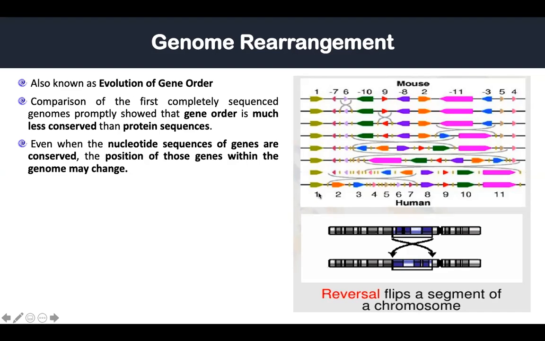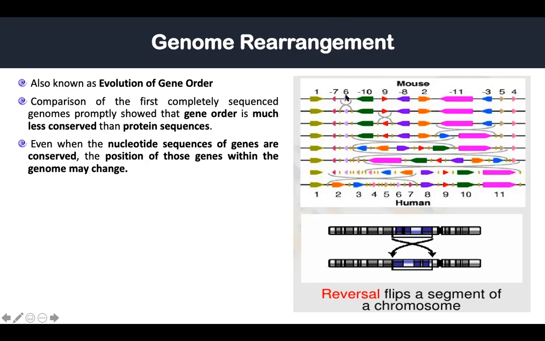So you can see gene 1, 2, 3, and all the way to gene 11. And if you see the order of the same genes in a mouse, the order is actually flipped and rearranged. The first gene is in the same order. The second gene, which was supposed to be number 2, is changed, and you see gene number 7 is in the second position. And it is -7 because it is flipped in the other direction. You can see the arrow is in the opposite direction.